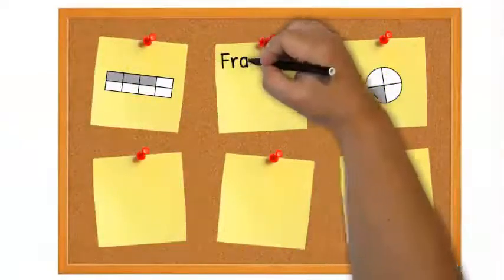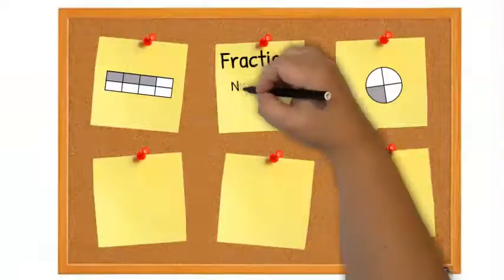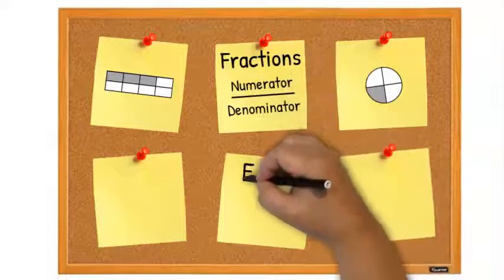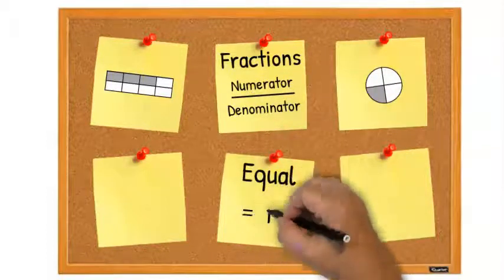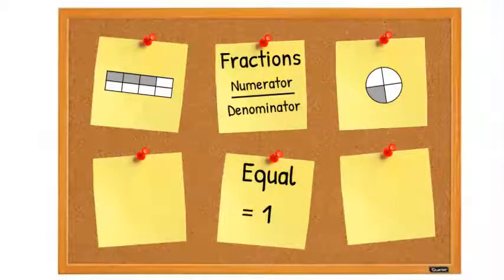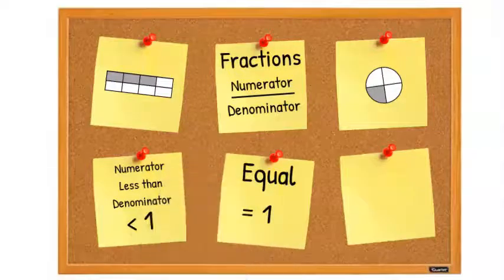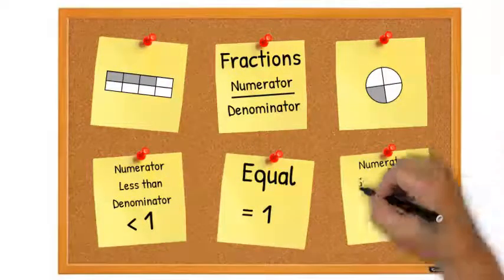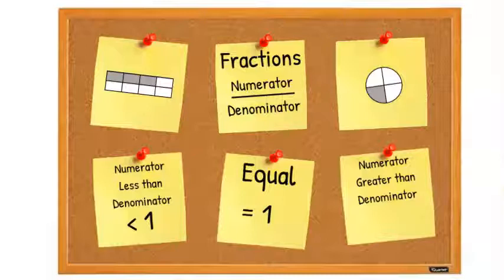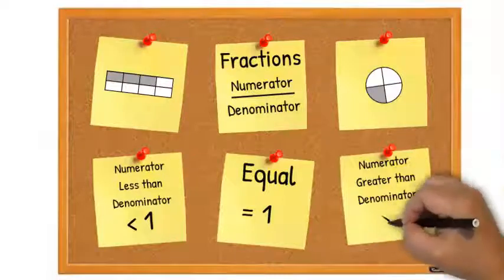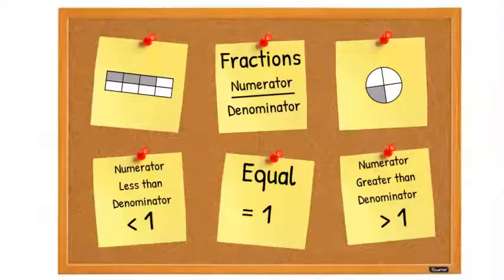The important thing to remember with fractions, though, is that when the numerator and denominator are equal, the fraction is equal to 1. If the numerator is less than the denominator, it means the parts are less than the whole, so the number is less than 1. And if the numerator is greater than the denominator, that means we have more parts than the whole, which means our fraction is greater than 1.